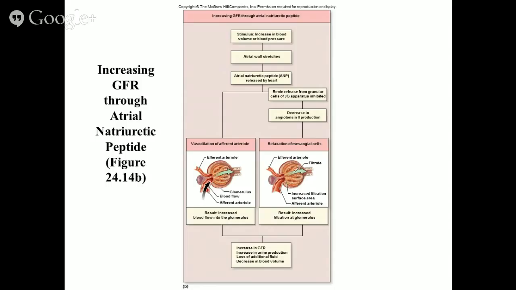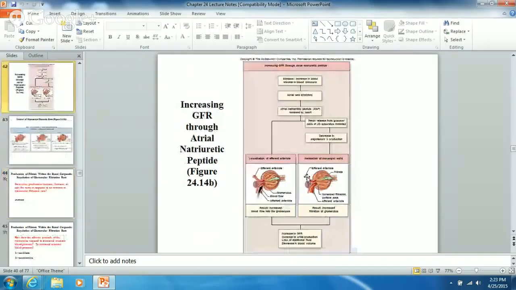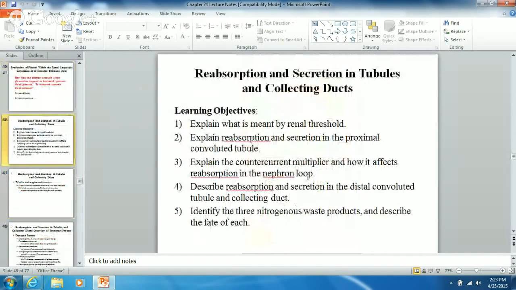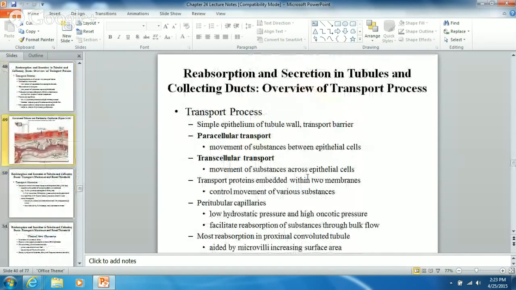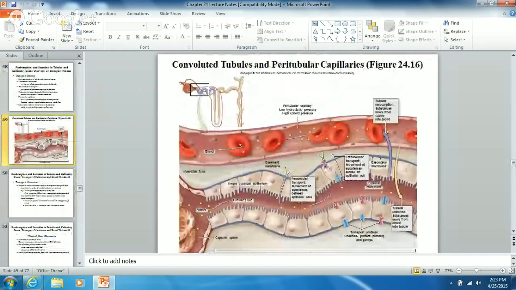So let's move on from that. I'm spending a lot of time here in the renal corpuscle, but once you get out of the renal corpuscle, everything's now flowing into the proximal convoluted tubule. When you look at the convoluted tubule image here, you're going to notice something real interesting. Let me show you this.